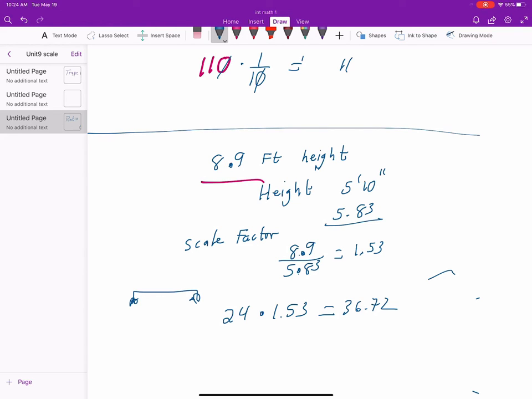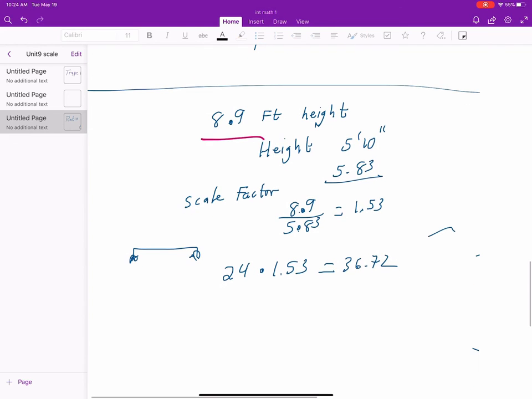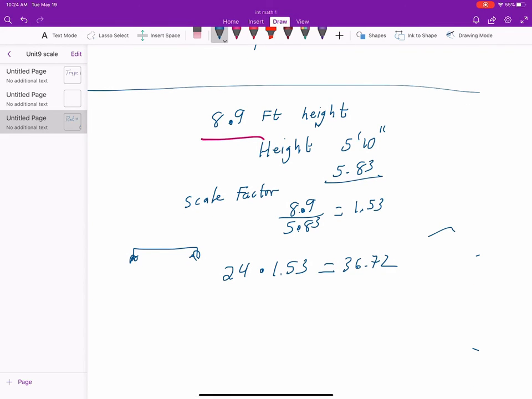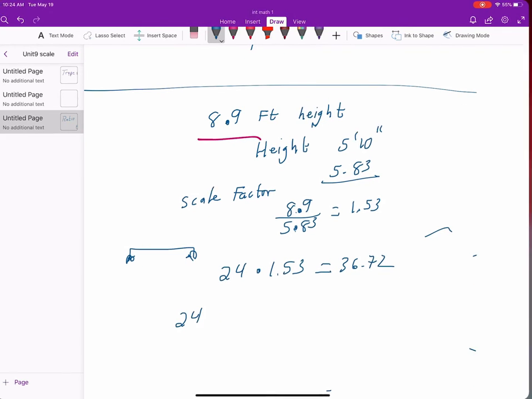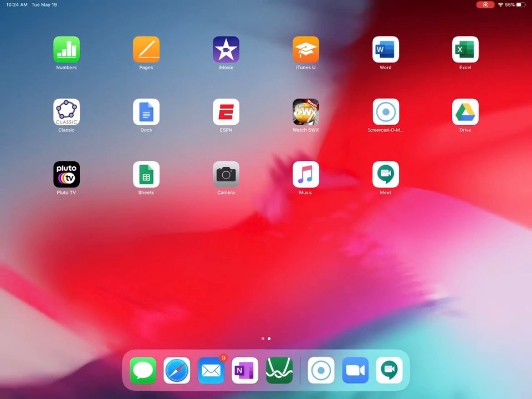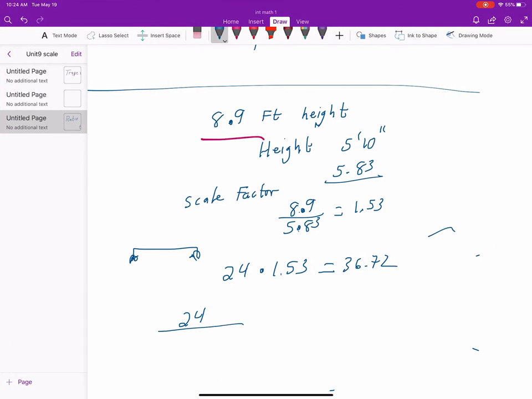Again, you could also set up a proportion for this. If you wanted to do it that way, you could go 24 and then find a measurement that is of mine, that would be my height, 5.83, equals I don't know what his is, over his height, which was 8.9. Then you could again cross multiply and get the answer. So there's a couple different ways you can do that. And that's kind of what we're going to have you do.